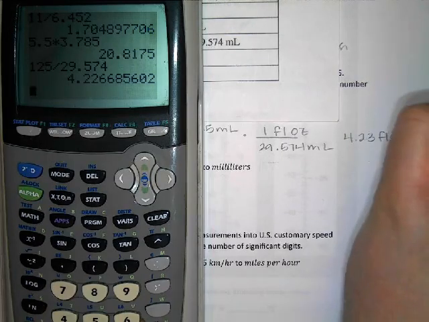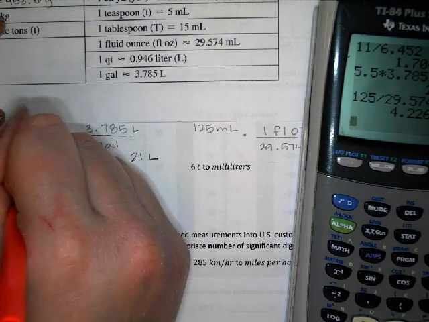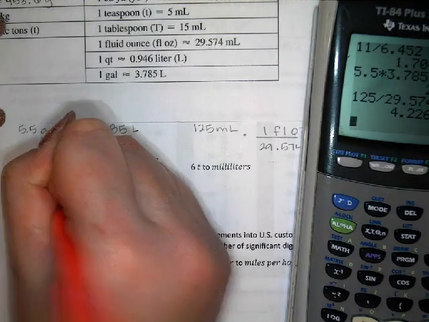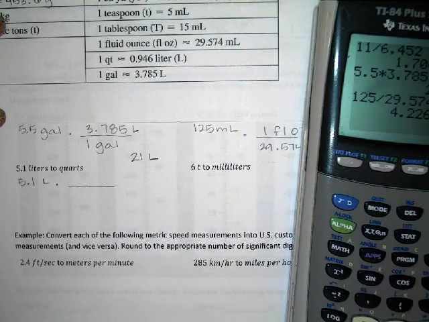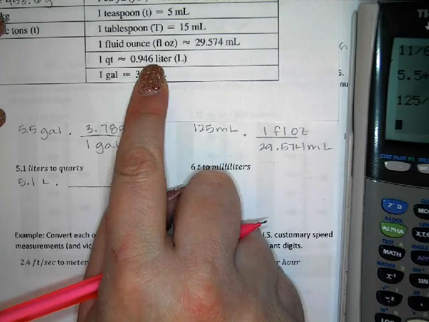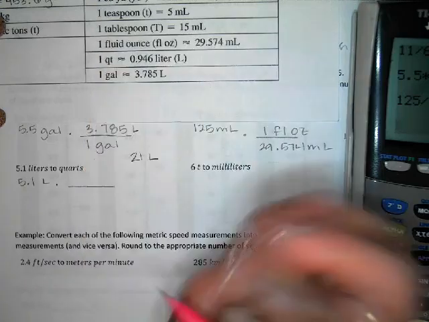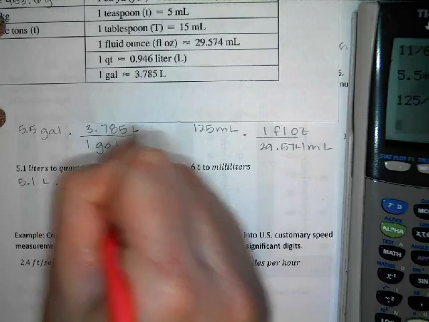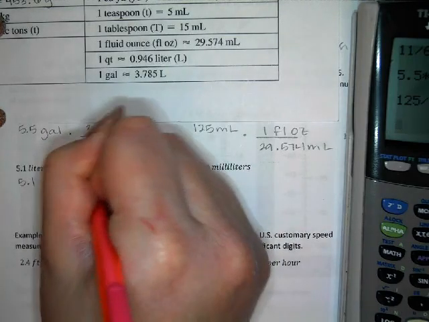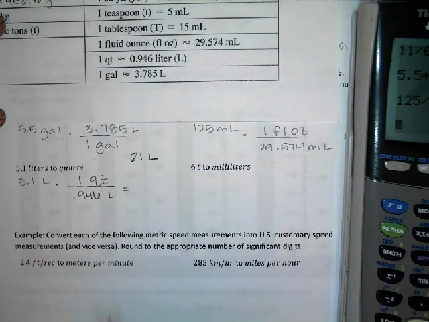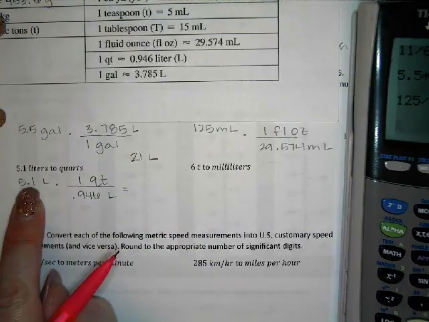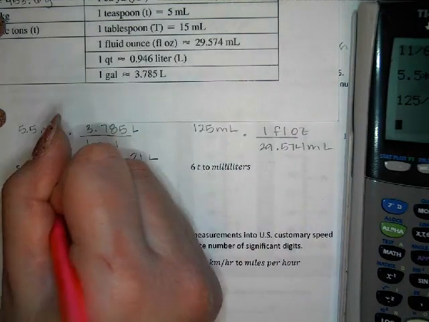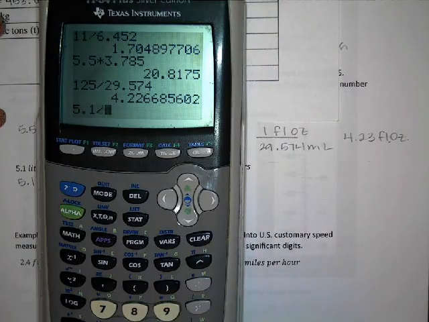Liters into quarts, 5.1 liters, we're converting into quarts. Quarts and liters. So 0.946 liters, 1 quart. Our original number has 2 significant digits, and so our answer is going to have 2 significant digits. 5.1 divided by 0.946. So 5.4 quarts.